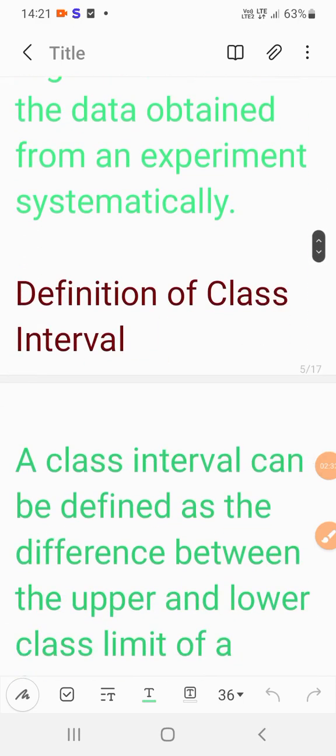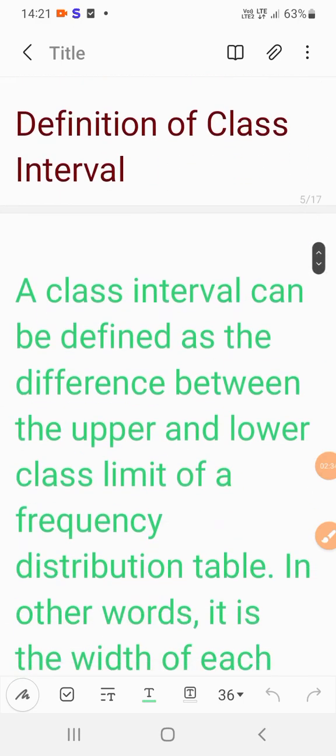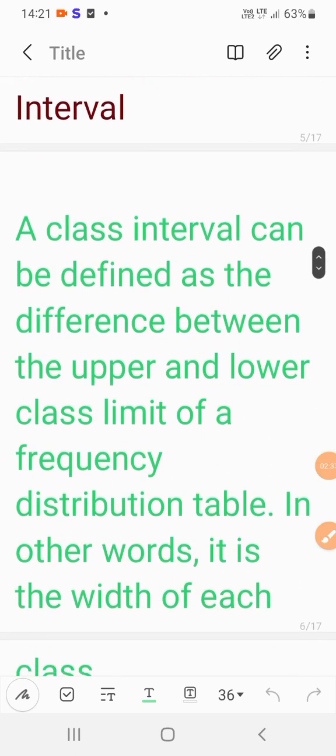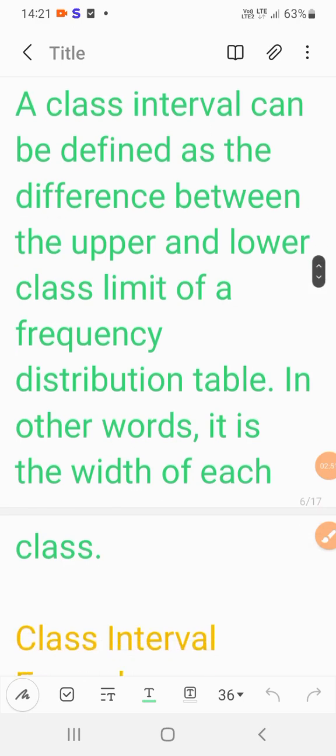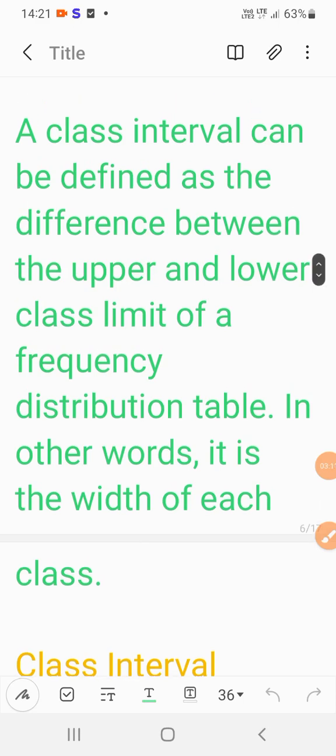So the definition of class interval is that a class interval can be defined as the difference between the upper and the lower class limit of a frequency distribution table. In other words, it is the width of each class. So the class interval is the upper limit minus the lower limit, and in other words it is the width of each class. The width of each class is the number of scores present in a particular class.